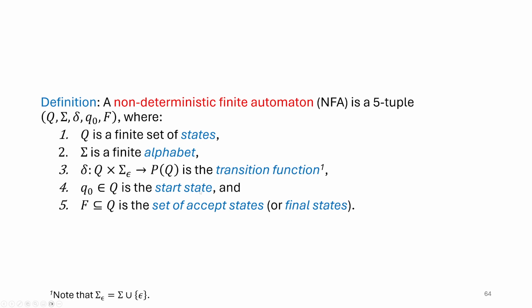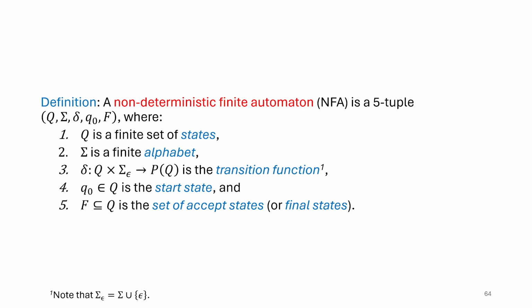I'm going to skip over delta here for a second, but for Q naught, that's still just a start state. So there's just some state selected out of the set of states that is our start state. And then also there is some subset of states that are our accepting states. All of these are the same. The only thing that's really changed here is our rules about delta, the transition function, in the non-deterministic finite automata.